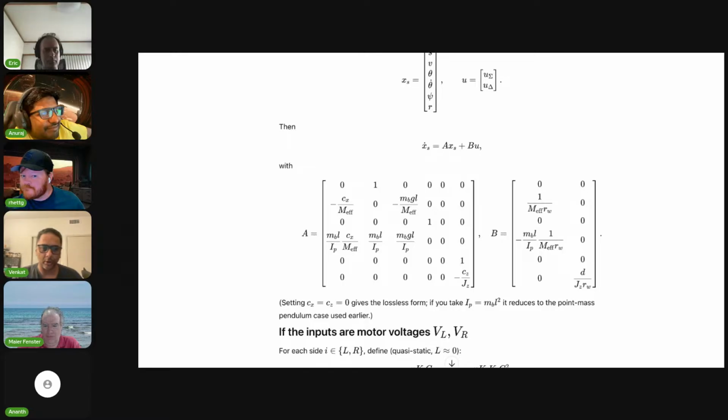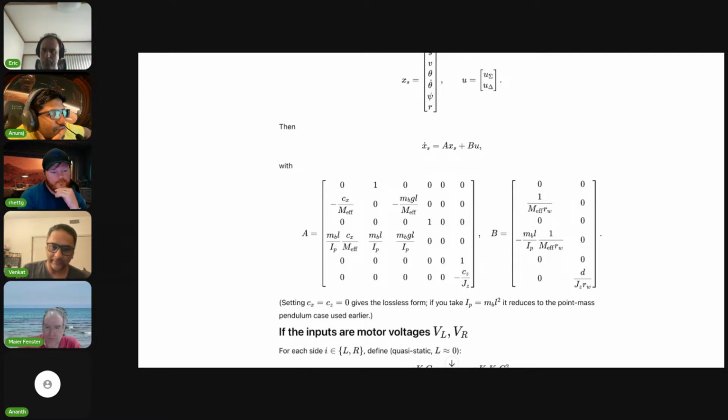Sometimes you'll also hear people talking about stabilizability and detectability. Stabilizability asks: are all the uncontrollable modes also stable? You don't care if you can't control something that's naturally stable, right? But if it's unstable and can spin out of control, then you do want to control it. So it's okay to have uncontrollable modes if they're also naturally stable.